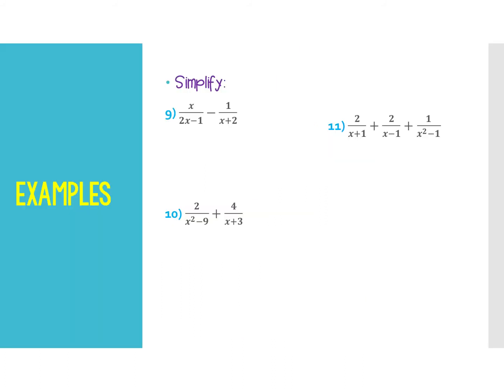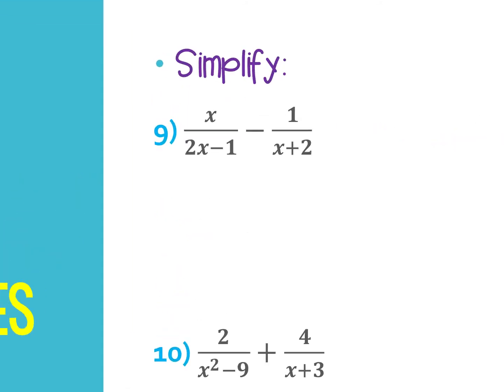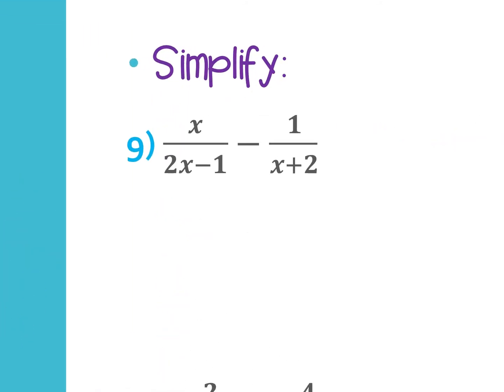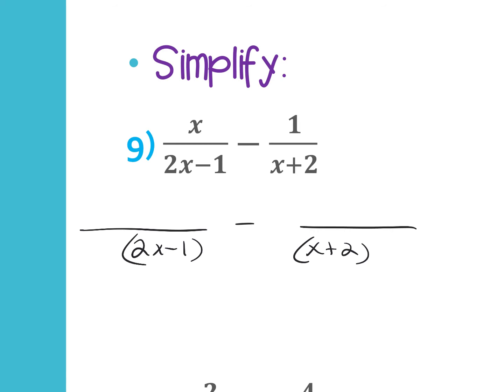Okay, so here we need to find a common denominator. And on number 9, it's going to be both of them again. So I'm going to go ahead and put 2x minus 1. And then x plus 2 over here. Now the first fraction is missing the x plus 2. So x plus 2, and then you have to distribute the x. And then over here is a 1. And then this one is missing the 2x minus 1.